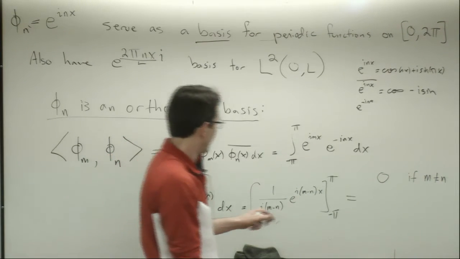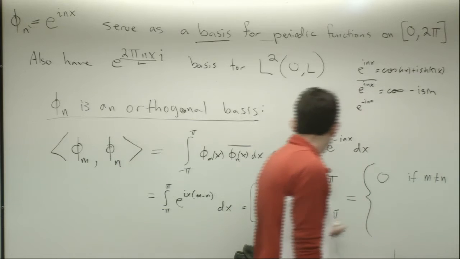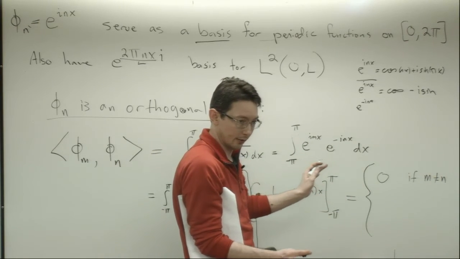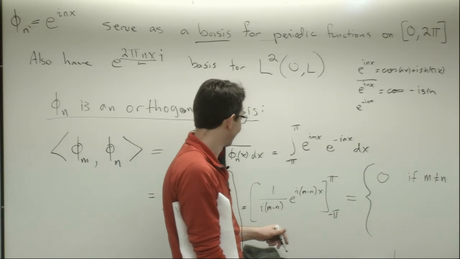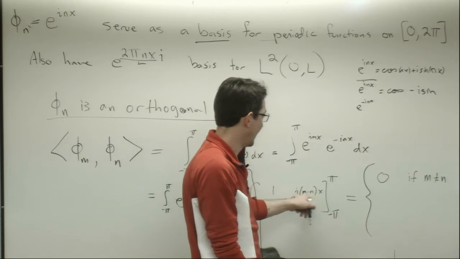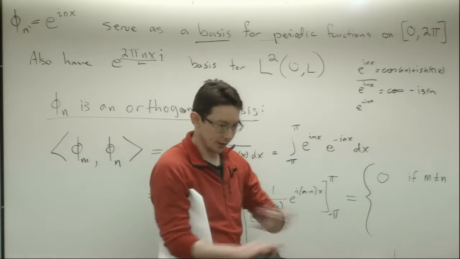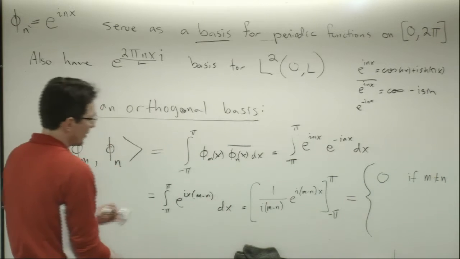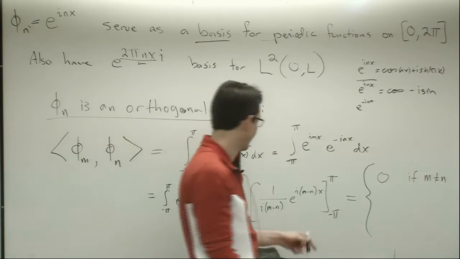The cosines will be cancelled out because cosine of positive pi is the same as cosine of negative pi, so they cancel. And the sine of something times pi will be 0. So the sine of pi anything will be 0. So the sine parts are just 0. Perfect. Okay, so this is 0 if m is not equal to n. You can expand this out in sines and cosines and verify.